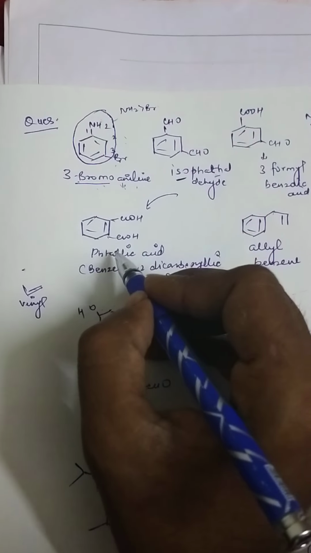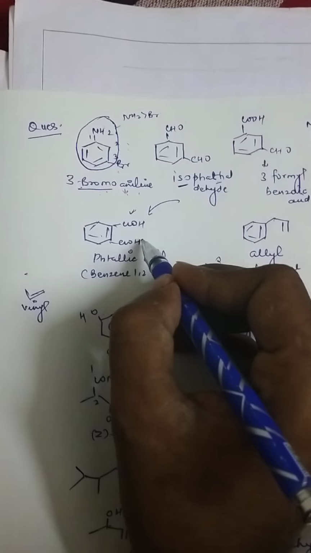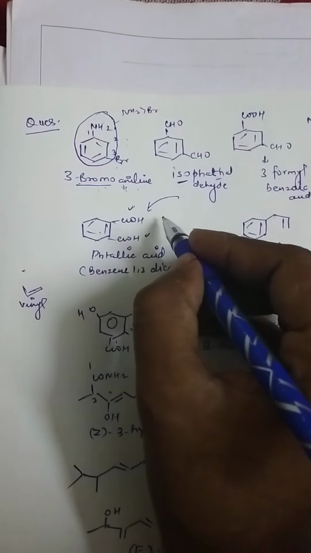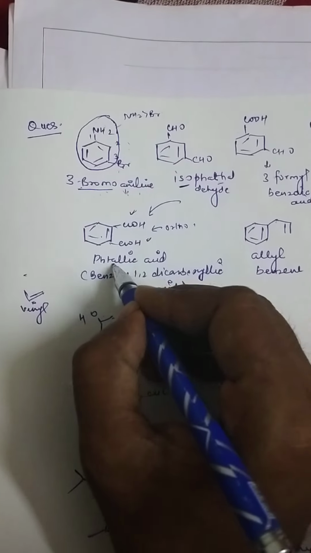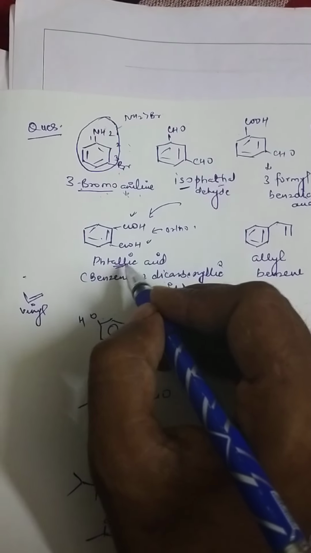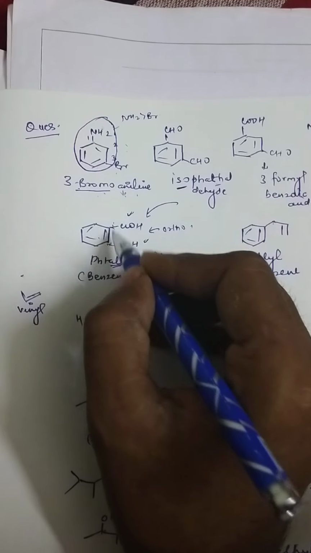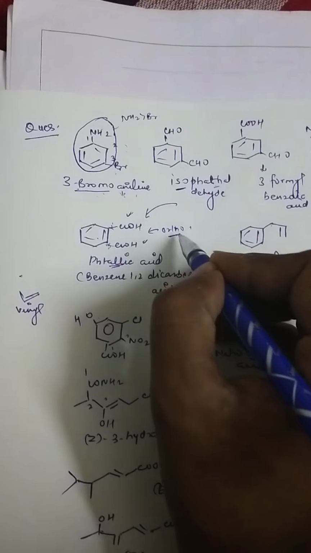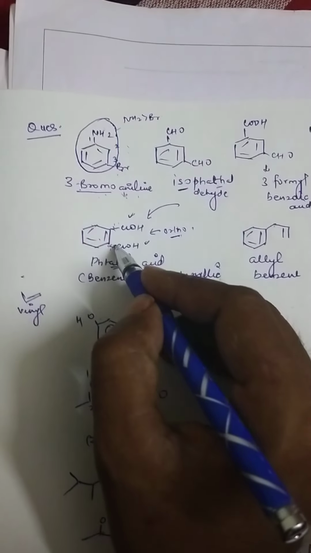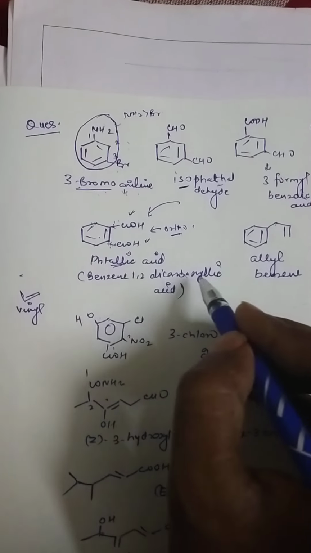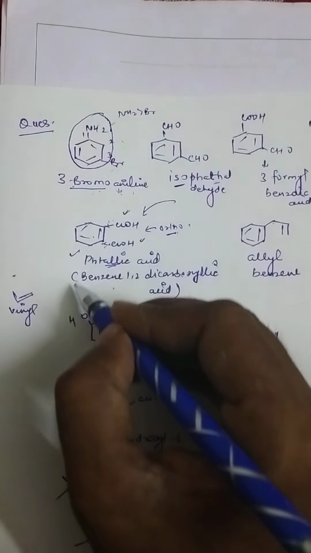If you see here, this is one benzene attached by two acid groups, and this position is called the ortho position. So it is called phthalic acid. Phthalic acid is the name when two acid groups are attached continuously, at the 1 2 position, also known as the ortho position. This is the benzene ring with 1 2 carboxylic acid, so it is benzene 1 2 dicarboxylic acid.